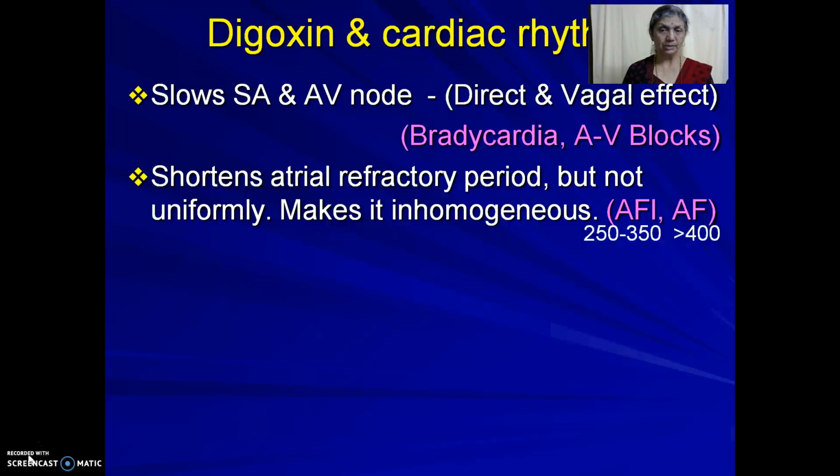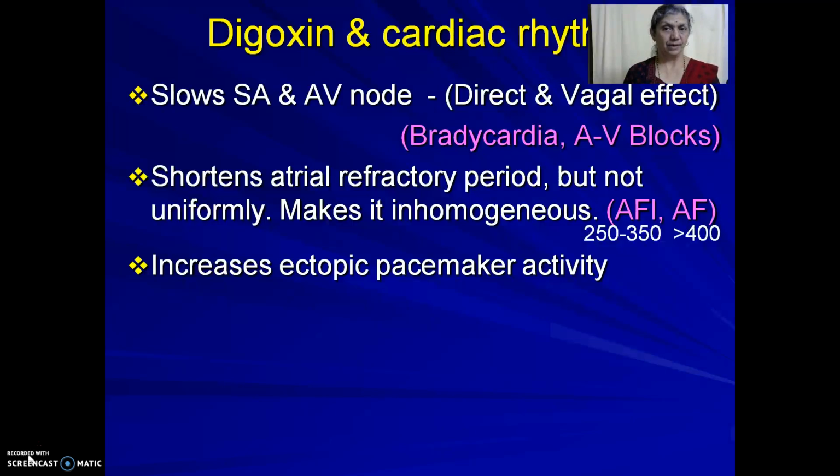Fibrillation occurs because the reduction in atrial refractory period produced by digoxin is not uniform. It is inhomogeneous, that is, in some fibers it is shortened to a greater extent than in the other fibers. And therefore, instead of contracting and relaxing as a chamber, some fibers will contract now, the others will respond later, and this results in fibrillation.